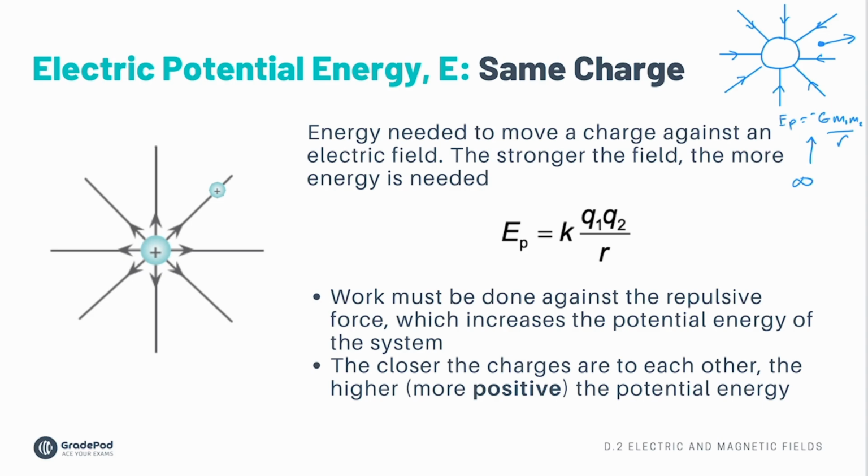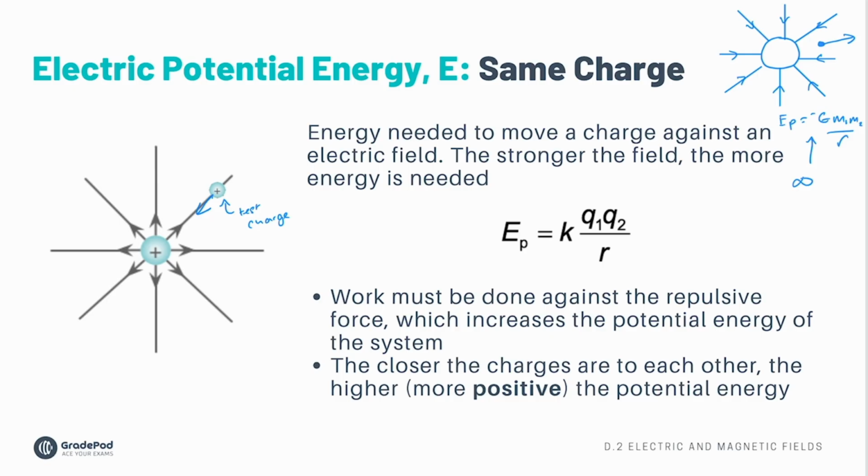And you can see that the electric field lines are in the opposite direction to that we've just talked about in gravitational field. In this case, we've got the test charge here. It's positive and it's repelled from the central charge. Energy is needed to move a charge against the electric field. If we wanted to push the charge that way, we'd need energy to do that. And the stronger the field, the more energy is needed.